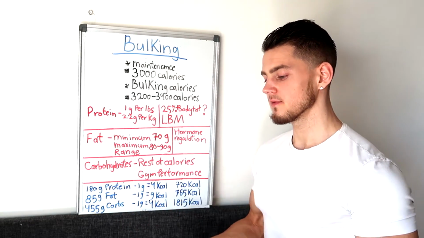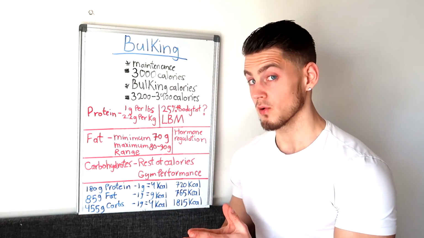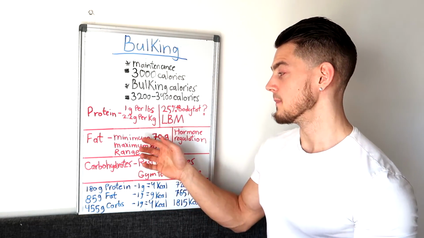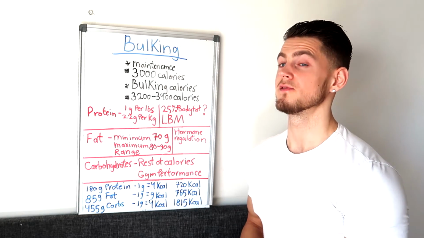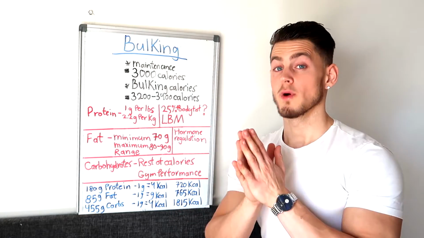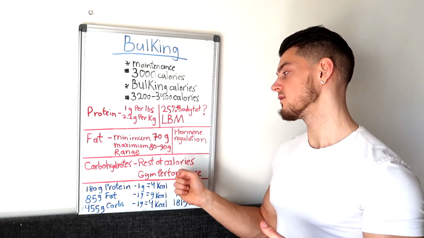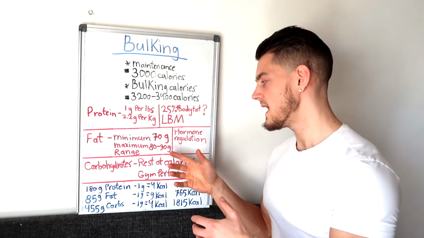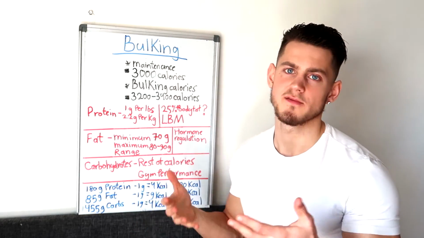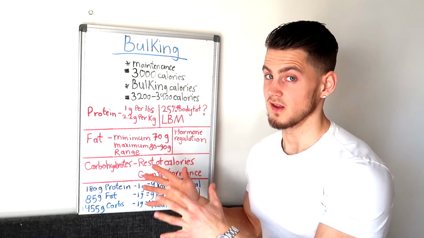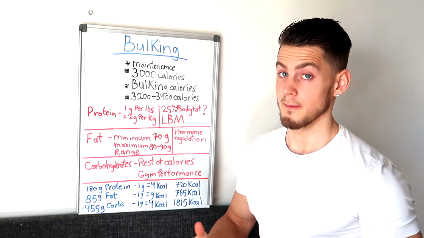Now for fats, it's a little bit of a different story when it comes to cutting and bulking. Now like I said, for cutting, a minimum of 50 grams is recommended to keep your hormone regulation and production running properly enough. But for a bulk, a minimum of 70 grams and a maximum of 80 up to 90 grams, which is kind of a range, is plenty, since the same goes for cutting and bulking.